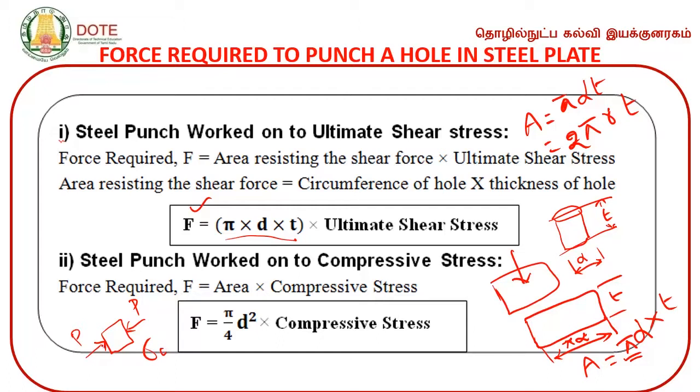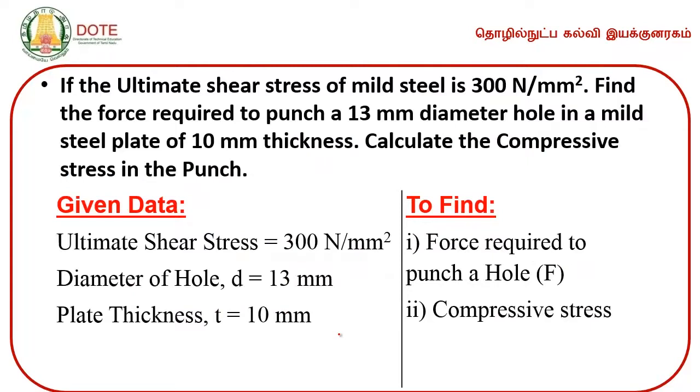So here the area is going to be pi by 4 d square. So force required to punch a plate due to the compressive stress is given by F is equal to pi by 4 d square into compressive stress. Now we can solve a problem.